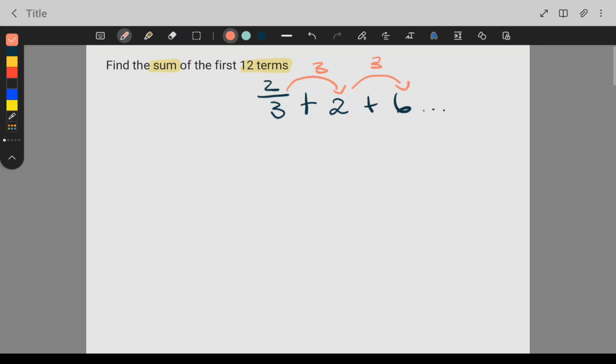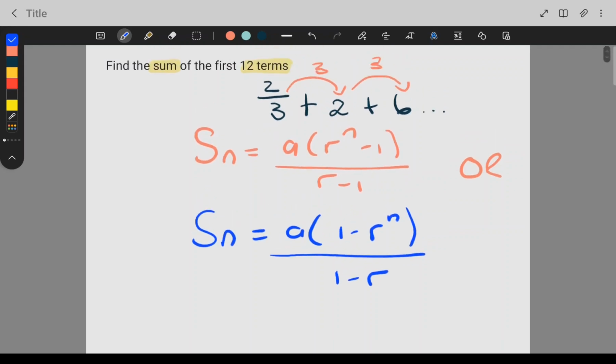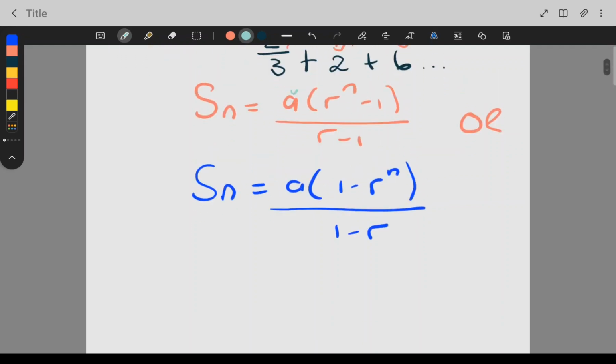To calculate the sum for a geometric series, this is the formula. Or we can use this formula. It doesn't matter. So you can choose any one of these. So there's your two formulas. So step number 1 is to write your formula down. They are both on your formula page. We're looking for A, we're looking for R, and we're looking for N.